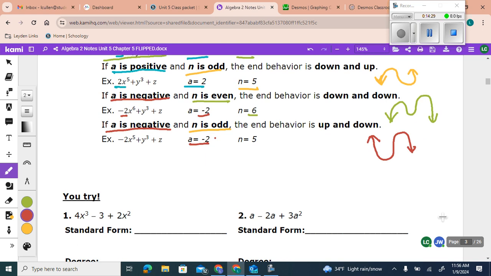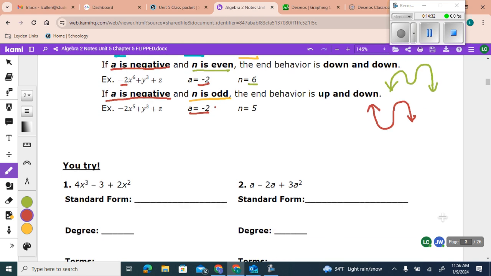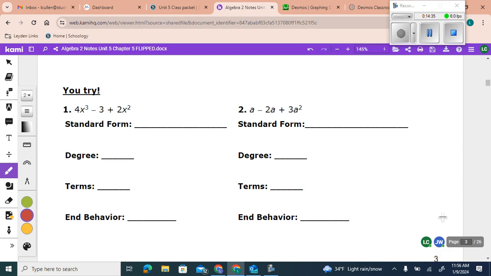Okay, so here is an example. First things first, we want to get it into standard form. Number 1 is not in standard form. So, my highest exponent is 3. So I'm going to put that first. That's my degree, my n. My next highest degree is 2, x squared, and lastly, minus 3. Highest exponent to lowest exponent.